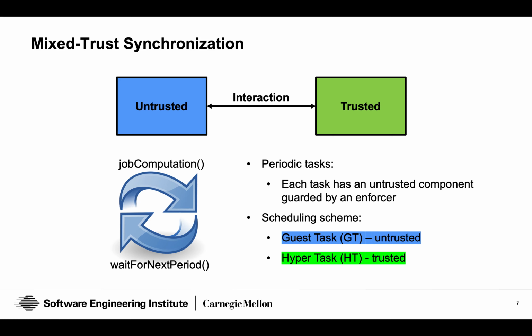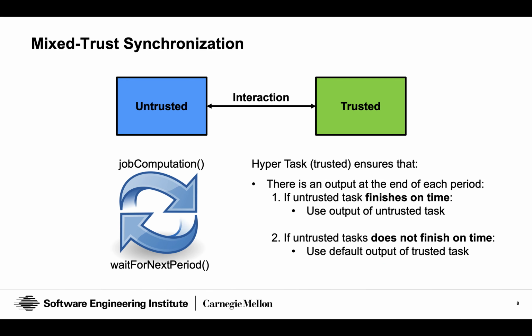An untrusted component is composed of periodic tasks that execute a job and then wait for the next period to execute a new job. We will denote the periodic task in the untrusted component by guest task. This task is guarded by an enforcer in the trusted component. We denote the task that runs in the trusted component as hypertask, since it runs in a verified micro-hypervisor. The hypertasks ensure that there is always an output at the end of each period. From a timing perspective, this output can either be the one from the untrusted task if that task finishes on time, or a default output from the trusted task that is used in cases where the guest task did not finish on time.